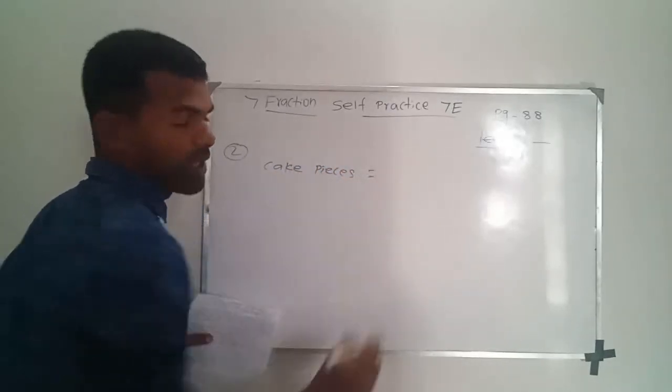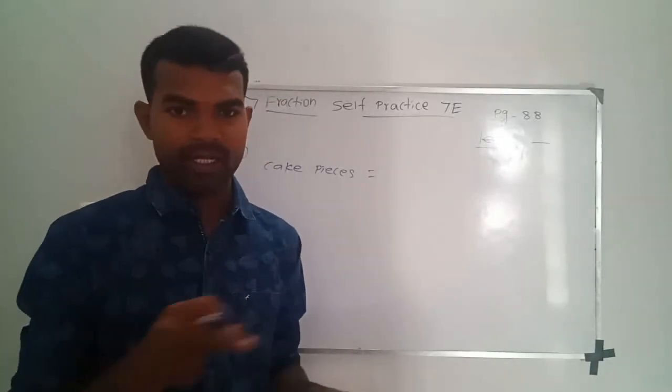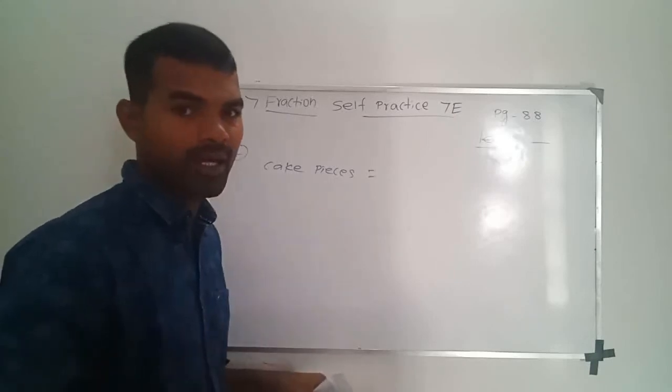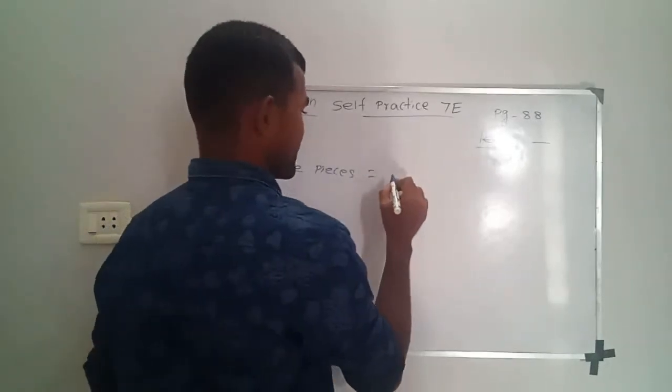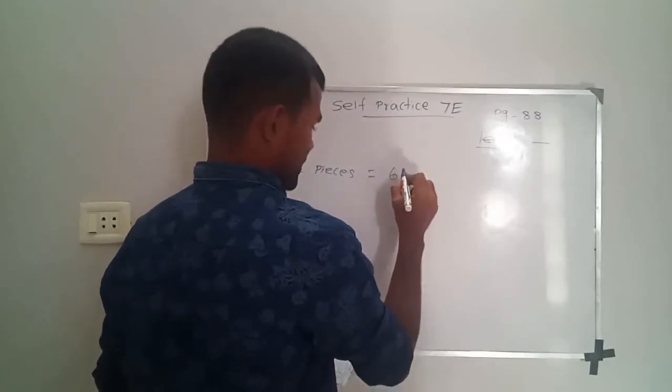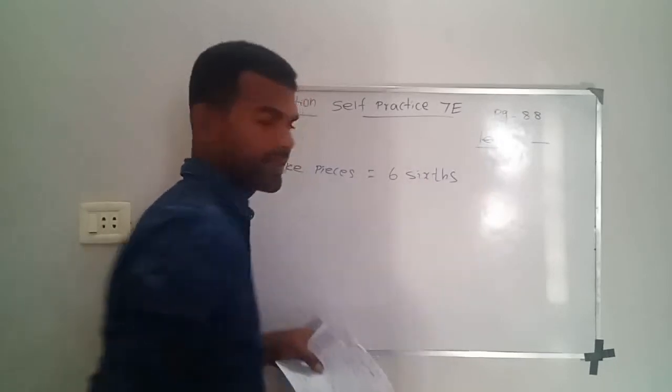So in total how many cake pieces were there? They baked one cake and cut it into how many parts? 6. Yes, that is 6 sixths. See the question.